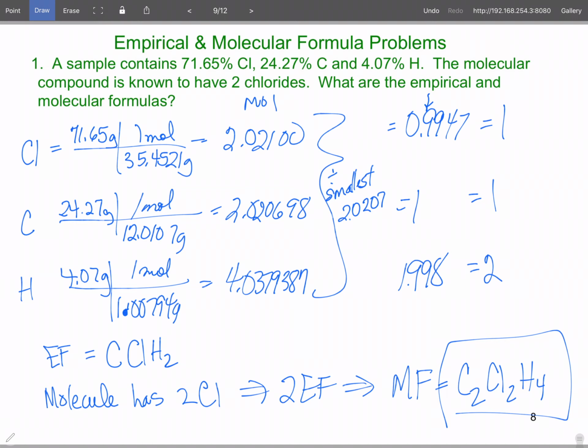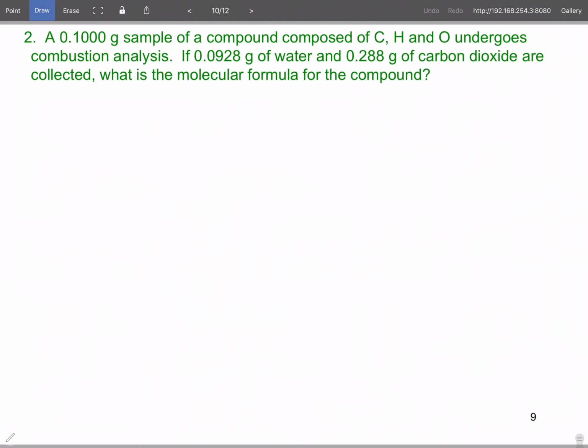So because that one wasn't too bad, let's go ahead and work the next one, which is a combustion analysis problem. We're going to work 2 that are combustion and 2 that are not. So on this one, we have carbon, hydrogen, and oxygen. We're given water and CO2, which is generated. What is the molecular formula of the compound? So in this case, these are a little bit harder, but again, we're composed of carbon, hydrogen, and oxygen, and I'm going to start with hydrogen. Does it matter? No. I just happen to have started with hydrogen here.